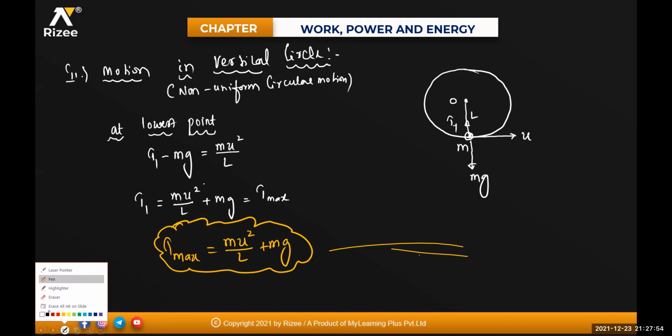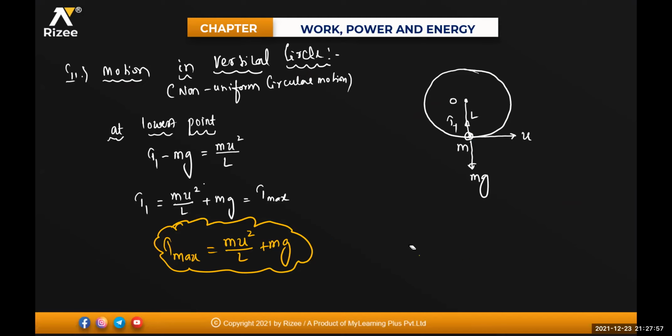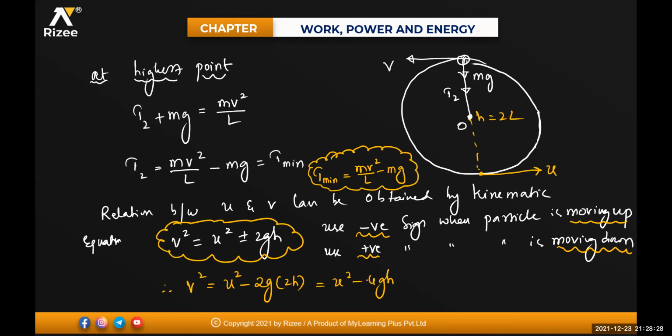So we're talking about motion in vertical circular motion. What we are talking about here right now is non-uniform circular motion. That means the body has tangential acceleration and also centripetal acceleration. So at the lowest position, we'll be getting maximum tension. T max is equal to m u square divided by L plus m g. Done.